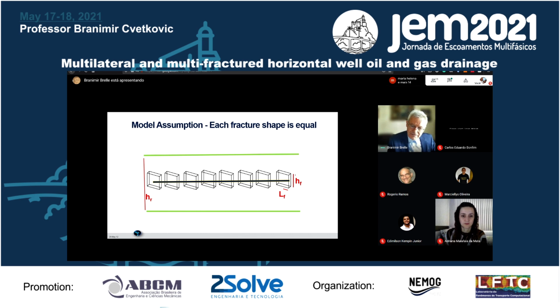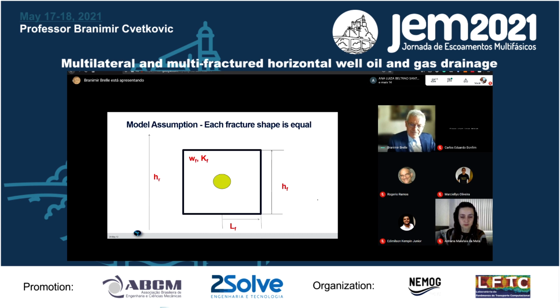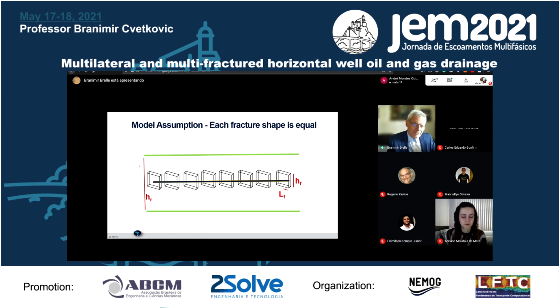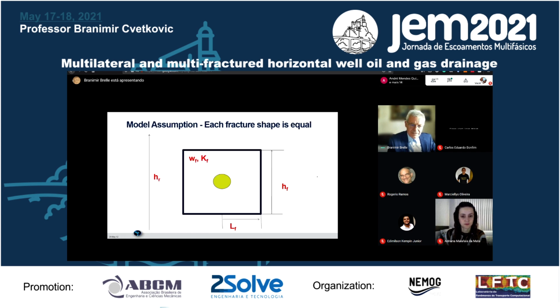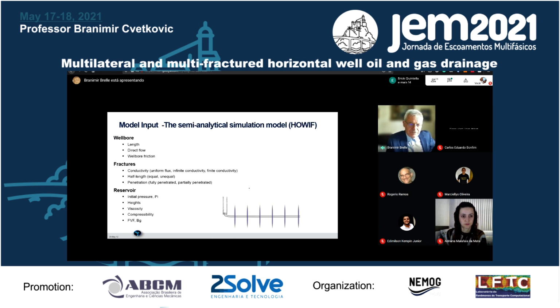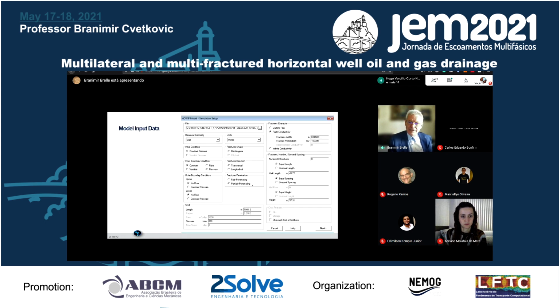I have estimated the height of the well and half length. And then of course I have a reservoir, which is a certain height. And this is what I have. Each fracture has a height, half length, and omega, that is this part here. This part here is omega, okay? So now I have wellbore data to put in, fracture data to put in, reservoir data to put in, you see? And then that is the model.